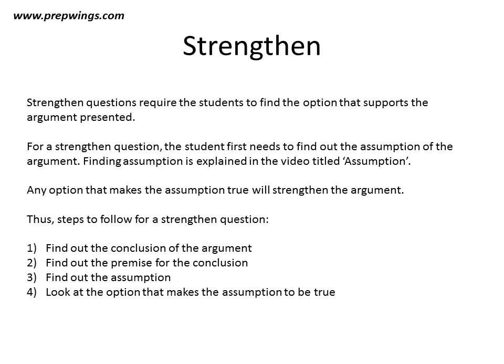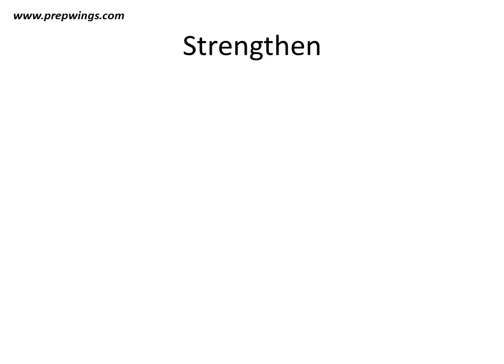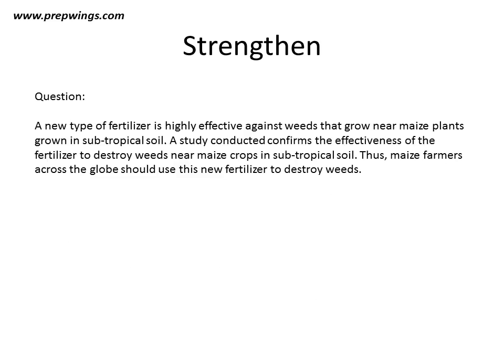So for a strengthen question, what we have to do is first we find out the conclusion of the argument, then the premise. So conclusion and the premise will help us find the assumption of the argument, and then we look at the option that makes the assumption to be true. Now we look at an example here.